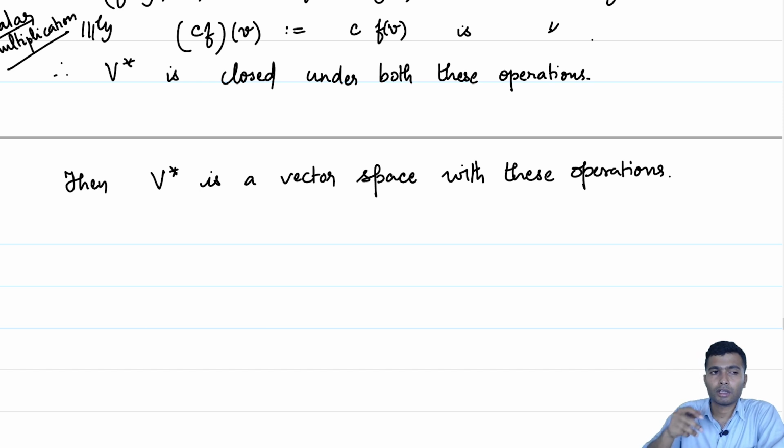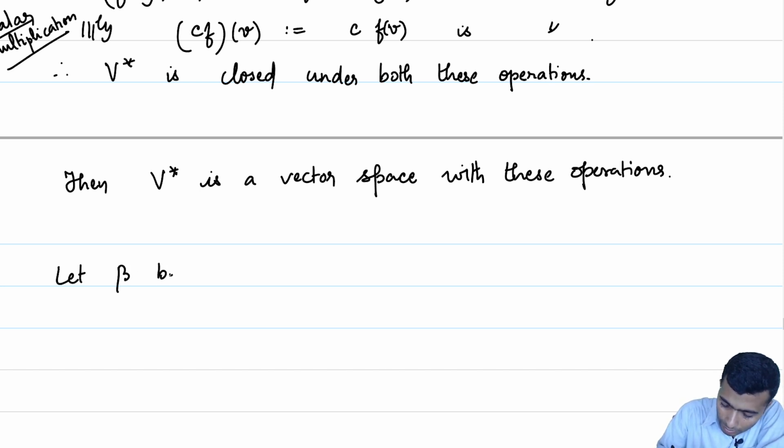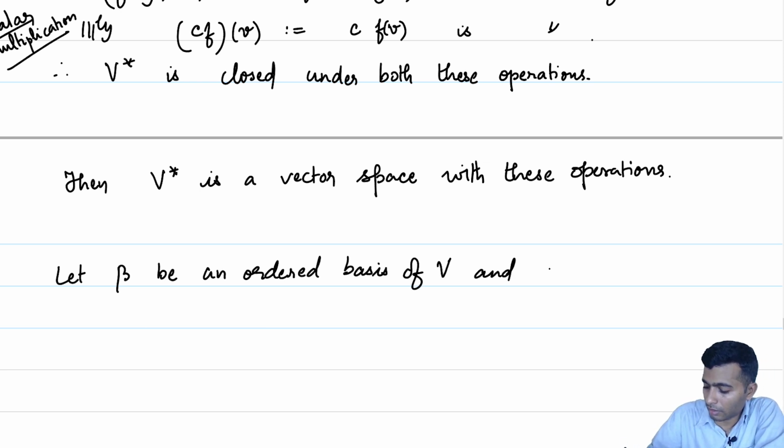In the last week, we also discussed how the sum of two linear transformations manifests in the corresponding matrices. We showed that the matrix of S plus T is the matrix of S plus the matrix of T. So, let us just observe that here. Let beta be an ordered basis of V, and delta be a basis of R.